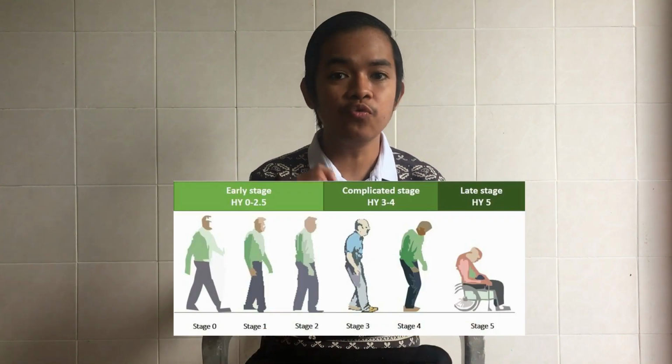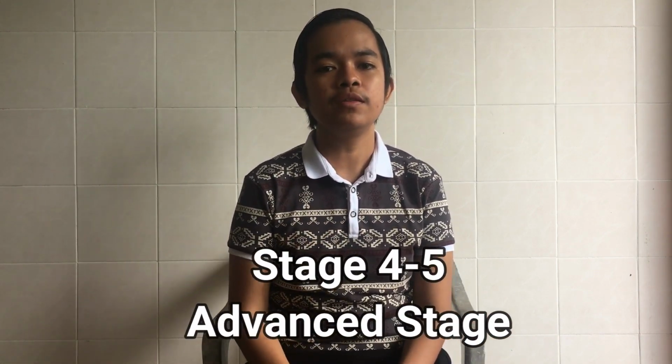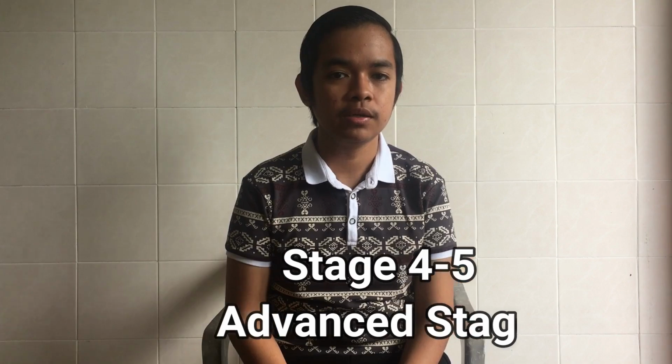This rating scale was published by Melvin Yahr and Margaret Hoehn in 1967 in their journal paper, Parkinsonism: Onset, Progression, and Mortality. The Hoehn and Yahr rating scale has 1 to 5 stages to rate the symptoms. For example, stage 1 to 2 is known as the early stage, 2 to 3 is the mid stage, and lastly 4 to 5 is the advanced stages of Parkinson's disease.